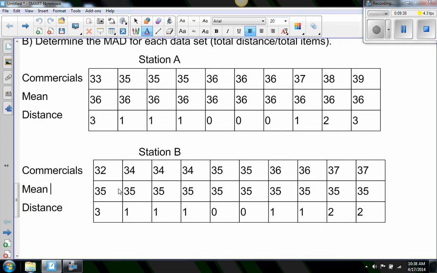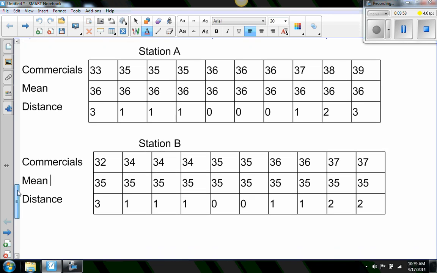And then again, the mean, I already figured that out up above. And so 35 minus 32 is 3. I'm just finding how far the mean is from what was actually counted. That's it. 3, 1, 1. You go across, and I just subtracted all of these, okay? So I have all of my distances for station A and station B there.